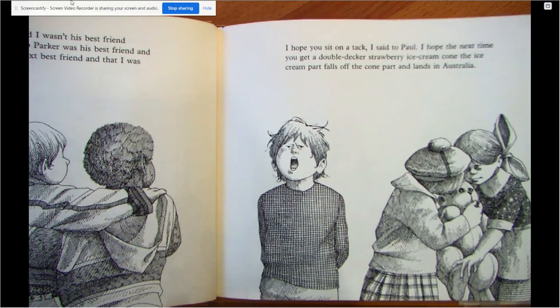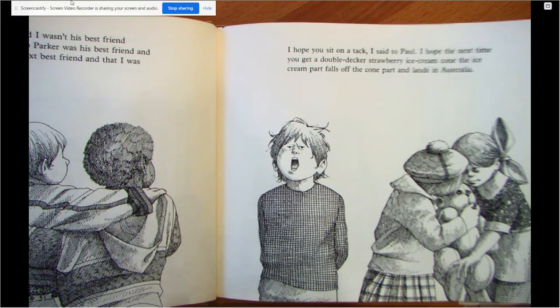So he's kind of trying to defend himself by saying rude and mean things. People do that in real life.